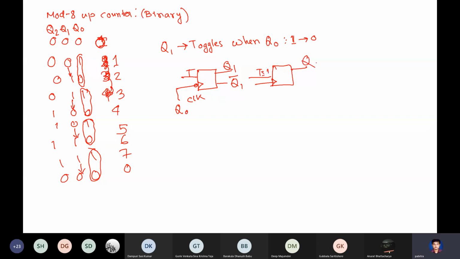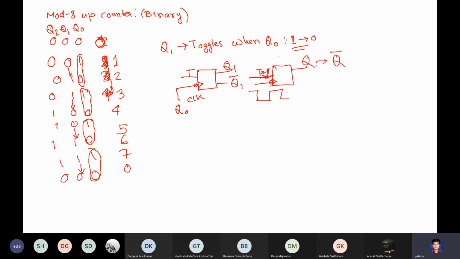whenever T is 1, Q(t+1) is Q bar(t). So it toggles the output, right? And this happens at the edge of the clock. So if you have a negative edge triggered clock, and this T is permanently set to 1, at all the negative edges of the clock, this will toggle. But when do I want Q1 to toggle? I want Q1 to toggle only when Q0 has a negative edge.